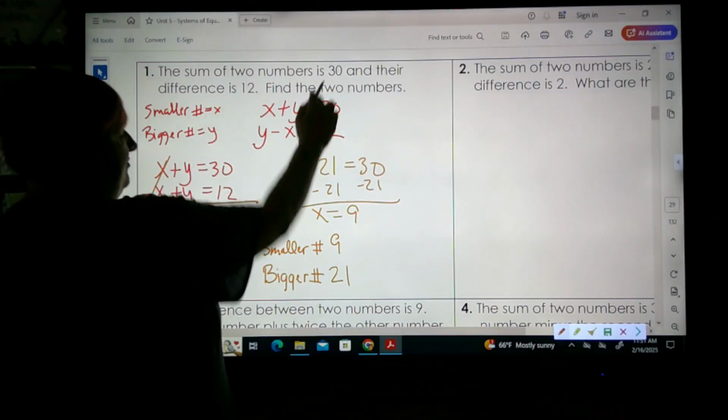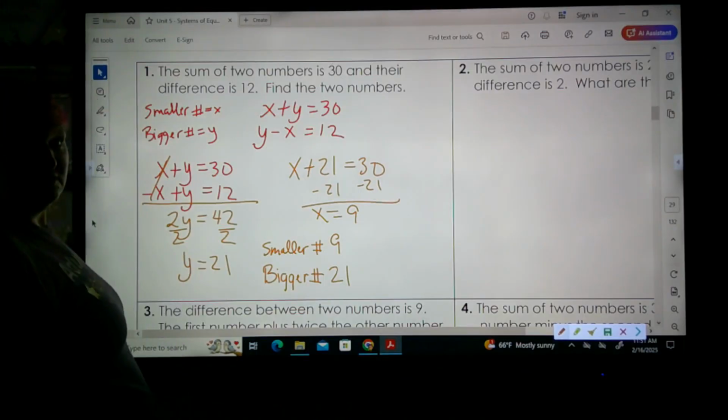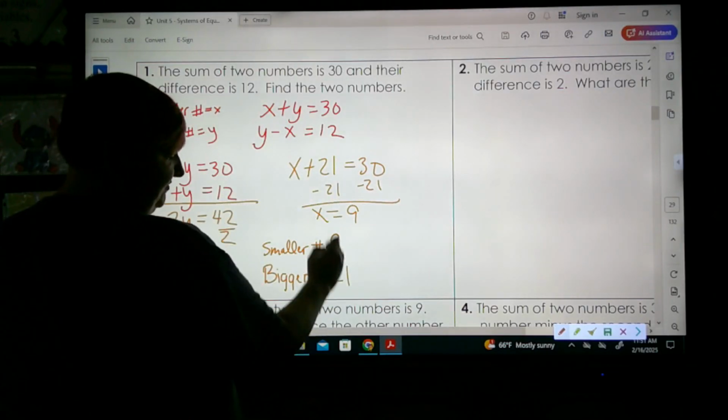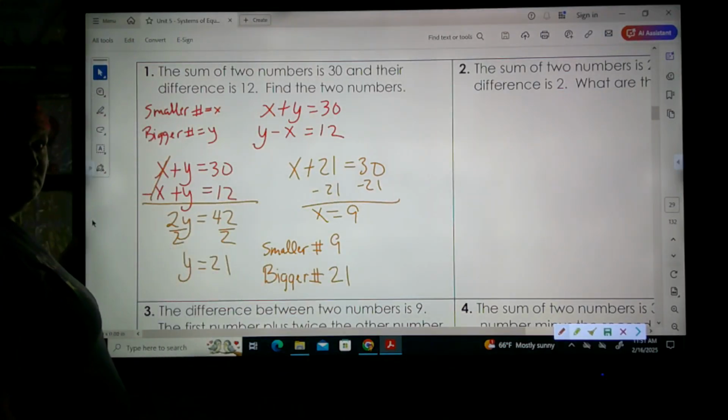And go back and make sure it makes sense. The sum of the two numbers is 30. Yes, if you add those together, you get 30. Their difference is 12. The difference between these two numbers is 12. Yes. You have the right answer.